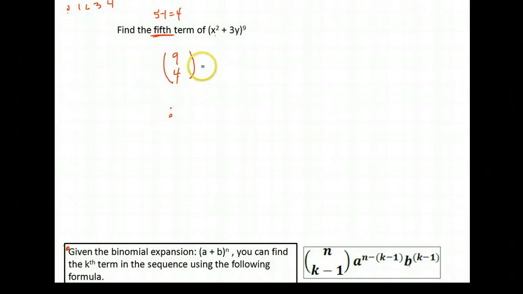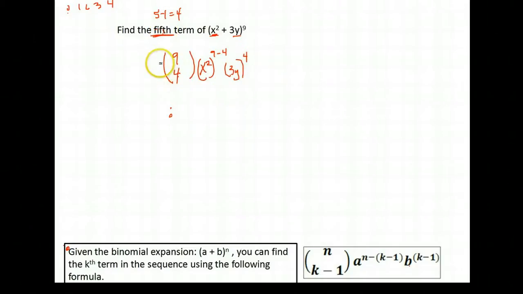Next, we take our first term, which in this case is x squared, and we're going to take it to the power of these two subtracted. So your exponent you started with minus the term you're looking for minus 1. Once you've got these set, you can go off of them. So we go to the 9 minus 4 power times your second term, 3y, to the power right here, the 4. Again, that's the term you're looking for, minus 1, that goes there.